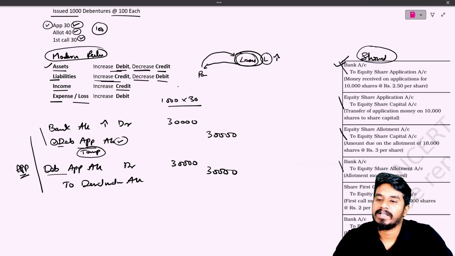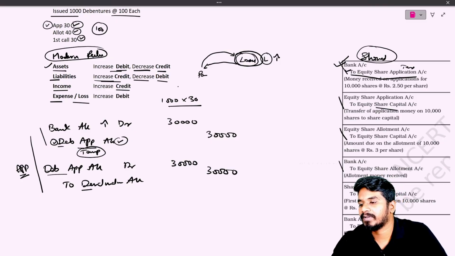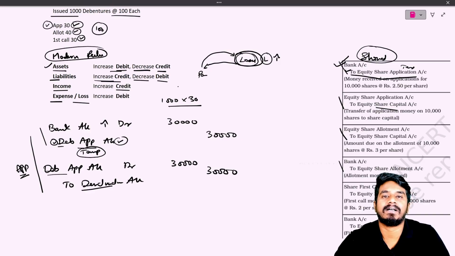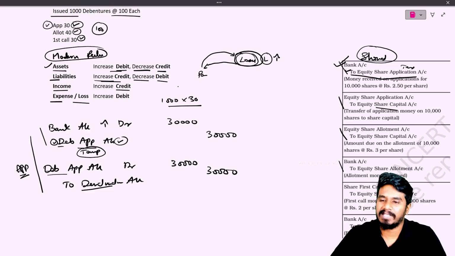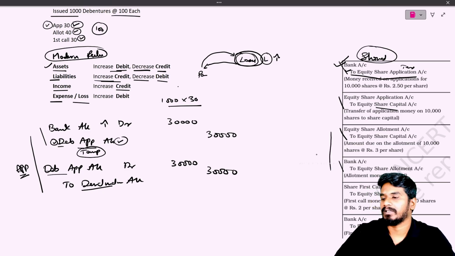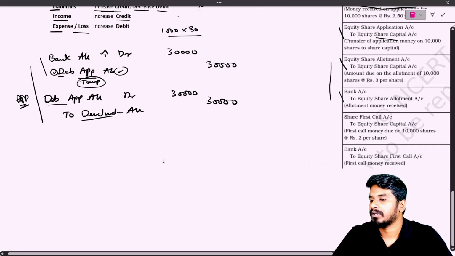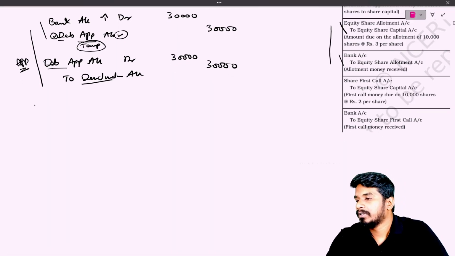You can see that if we receive application money, bank account to equity share application account, this is a temporary account, and from this account we will transfer it to share capital. The same thing we are transferring to the debenture account. There is no change at all. So let us see the second entry, allotment. Whatever I have written here, the same thing will be in debenture also.